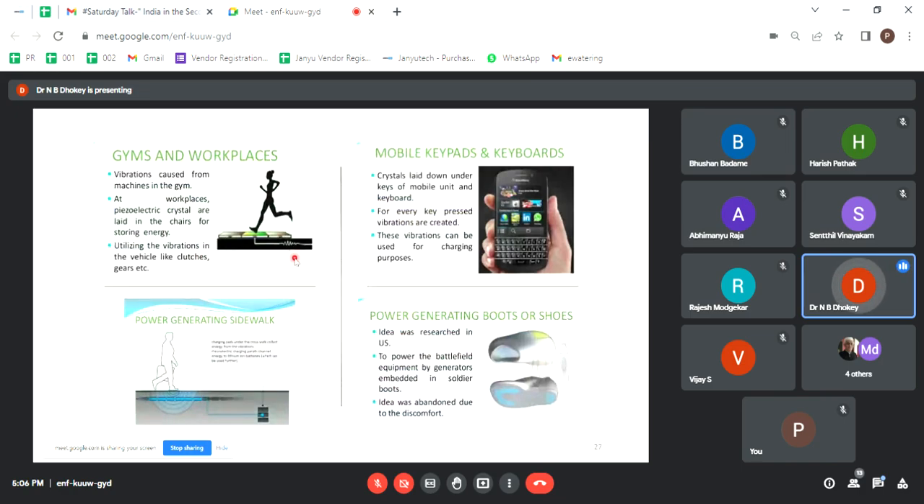These are some examples where you can definitely think of making use of these piezoelectric materials to generate energy. The power generating sidewalk, and then mobile keypads; we continuously use our mobiles, so this pressing of buttons can also help you get energy, to recharge your mobile. Another is power generating boots or shoes, which were designed for the American military. There are so many applications; these are only a few examples which I illustrated here, but there are many applications you can see in the market.